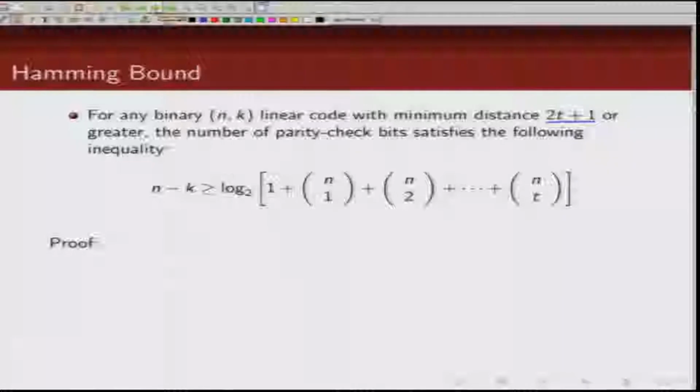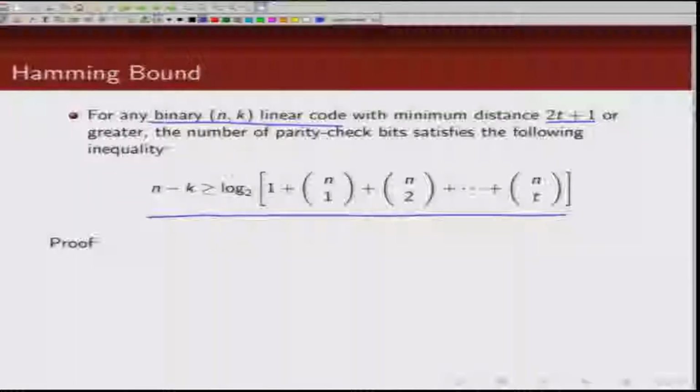So what is the Hamming bound? The Hamming bound says that for a binary (n, k) linear code whose minimum distance is at least 2t plus 1, the number of parity check bits satisfies this relationship. So if you have a linear code whose minimum distance is at least 2t plus 1, then the number of parity bits must satisfy this. The number of parity bits is lower bounded by this. So how do we prove this?